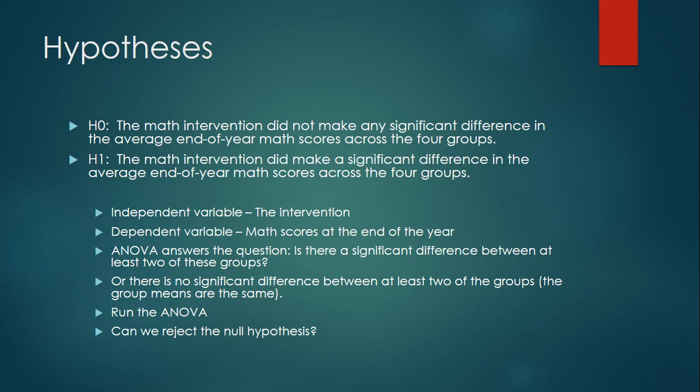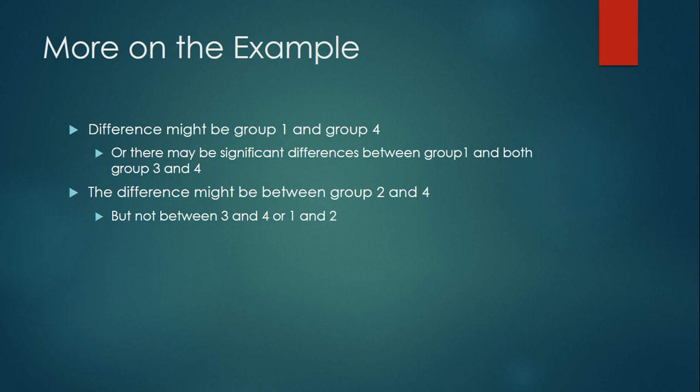So we're going to go ahead and run the ANOVA analysis. First, we're going to feed it in all of the scores and identify the groups, and then we'll run the ANOVA analysis and try to determine if we can reject the null hypothesis that there in fact is no statistically significant difference.